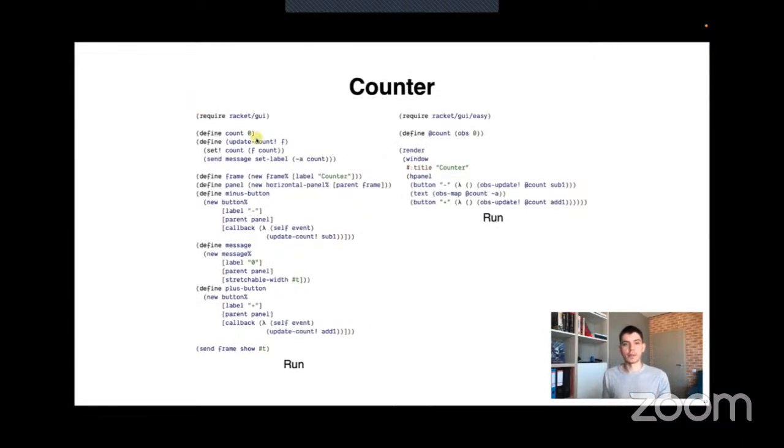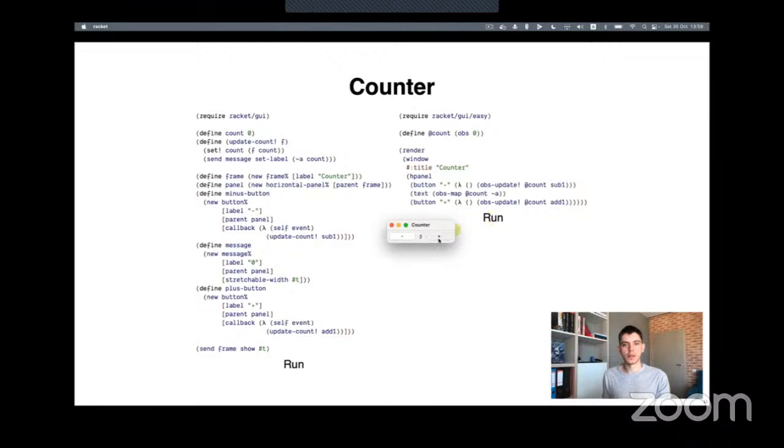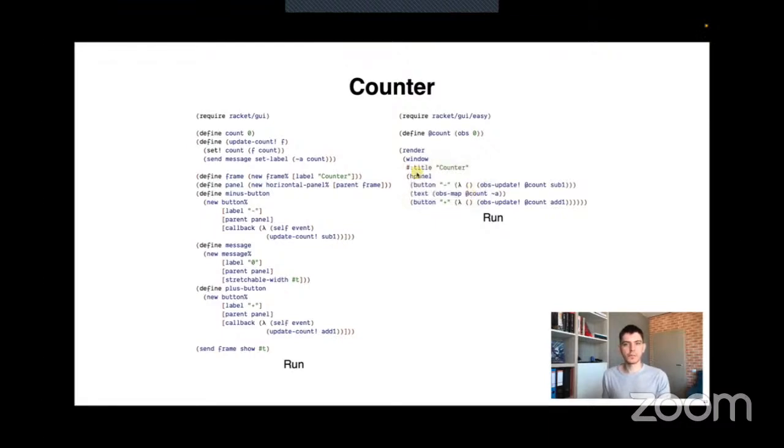Here we have an example application built with Racket GUI on the left and GUI Easy on the right. I can run both of these and I get roughly the same result. So it's just an application where you can increment and decrement the counter. In the Racket GUI version, you can see that every widget is sort of imperatively constructed. So we create a new frame, then we create a horizontal panel, then we pass the frame as the panel's parent, then we create the 3 widgets within the panel, and in these cases as well, we pass the panel as the parent of the button, the message, and the other button.